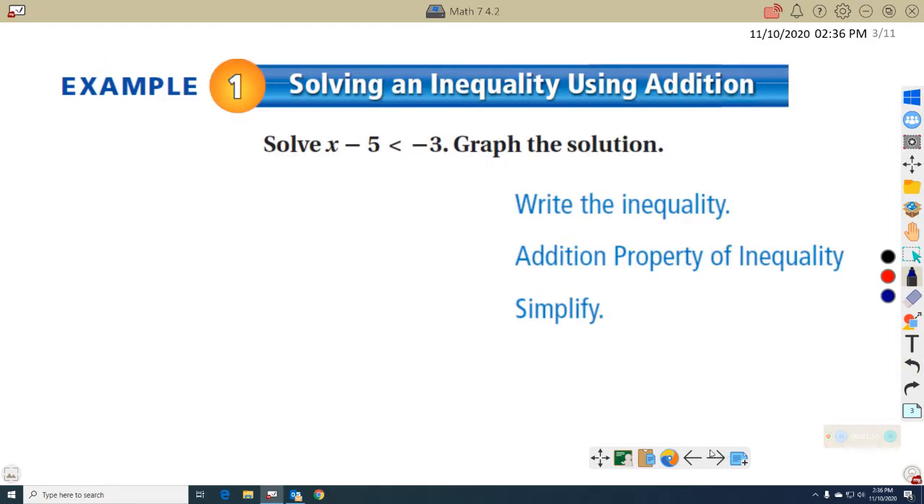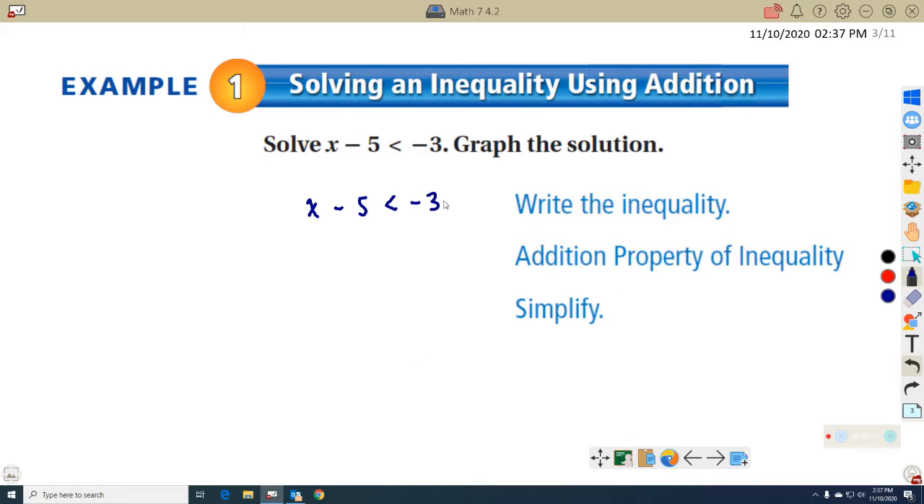Let's look at our first example. X minus 5 is less than -3. Well, I'm going to write that inequality. X minus 5 is less than -3. Maybe you're noticing, wow, Mr. Takeda writes pretty neatly. And I do when I'm doing my math, and so should you. Just trying to be a good example for you.